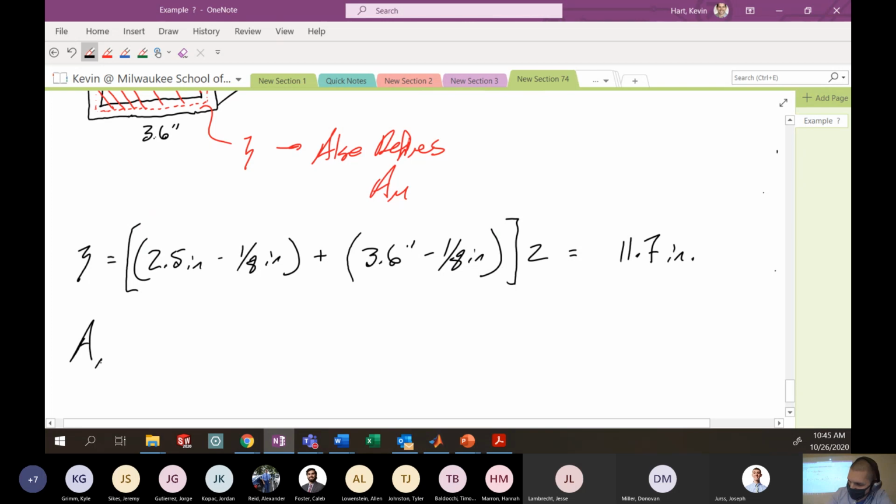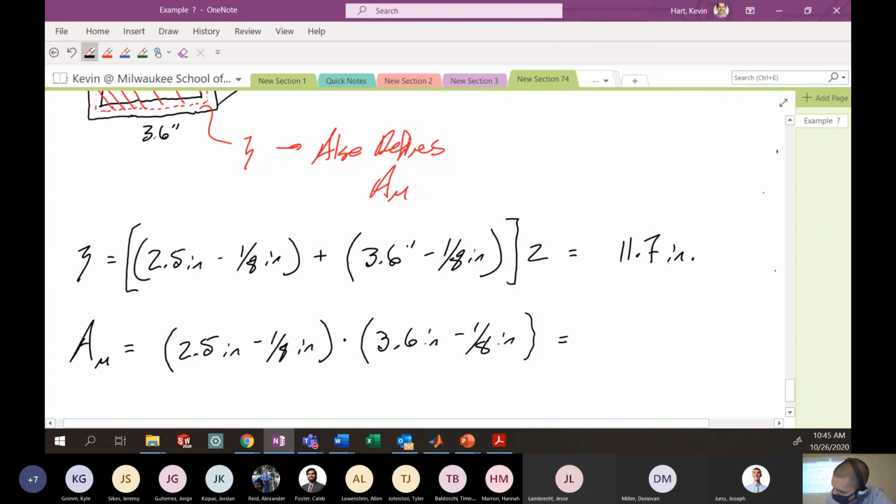I also want to define the area enclosed by the median line. That's very similar looking, except not perimeter, we want area. So this is 2.5 inches minus 1/8 inch, multiplied by the other side length, 3.6 inches minus 1/8 inch. Here I get a median area, which is 8.25 square inches.